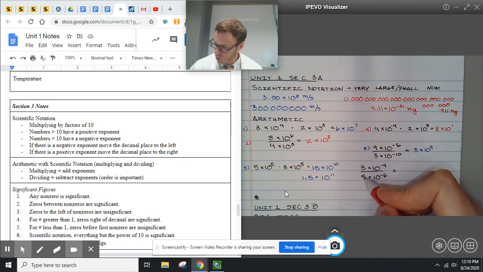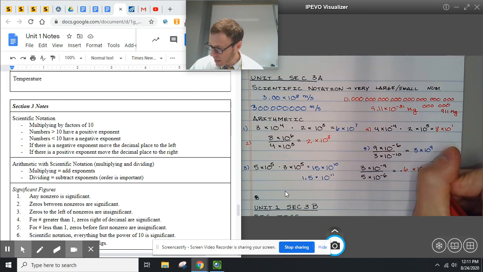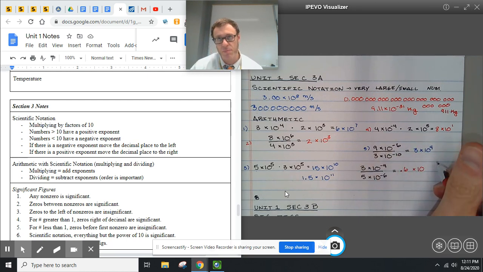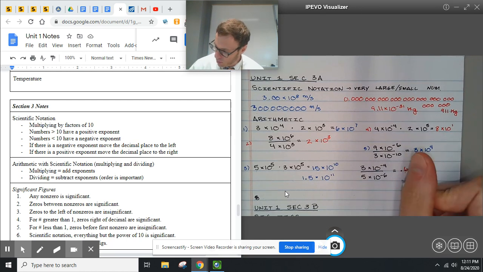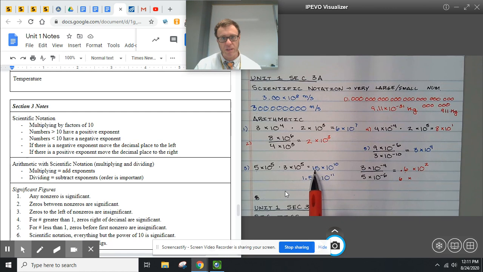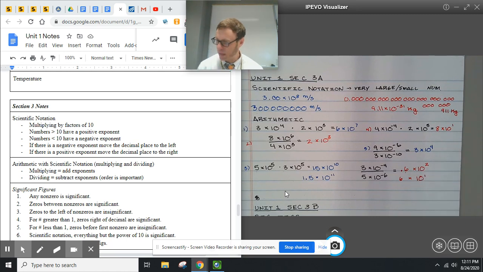And lastly here, what's 3 divided by 5? That's 0.6. 0.6 times, what's negative 4 minus positive 6 minus negative 6? It's positive 2. But this number needs to be above 1. Okay, so it's going to be 6. And like here, I moved the decimal place to the left 1 spot, so I had to add a number here. Here, I'm going to move it to the right 1 spot, so I have to subtract a number here. So I get this. So those are how we do multiplication and division with scientific notation. We will do a lot of practice with that.